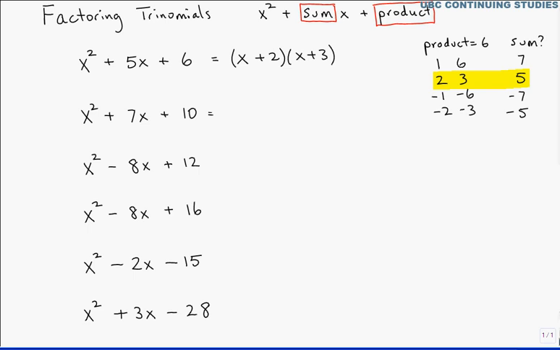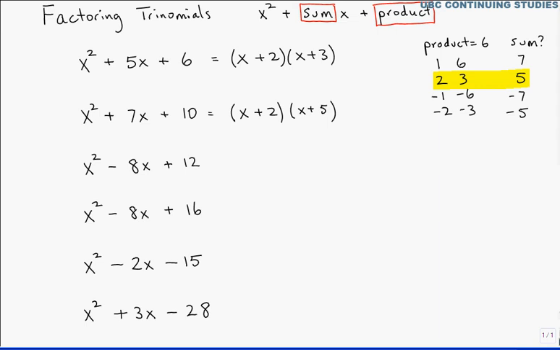Let's try this for the next one. Two numbers with a product of 10, sum of 7. Go ahead and list all the pairs that give you a product of 10 if need be. x plus 2 and x plus 5 work because 2 times 5 is 10 and 2 plus 5 is 7.